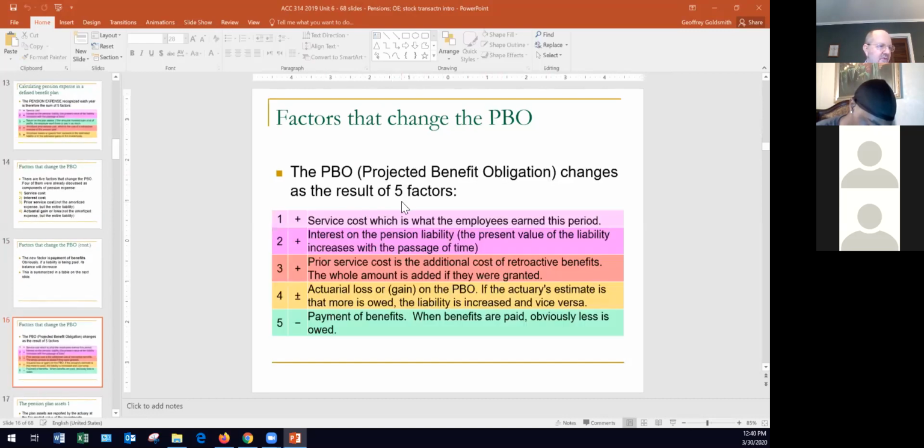This is summarized in a table here. PBO changes for 5 factors. Service cost increases the amount that's owed. They earn more, you owe them more. Interest increases the present value, so increases the interest, increases the amount owed. Prior service cost, if that's granted, it increases the PBO. The PBO can increase or decrease from changes in assumptions by the actuary, and it decreases when benefits are paid.